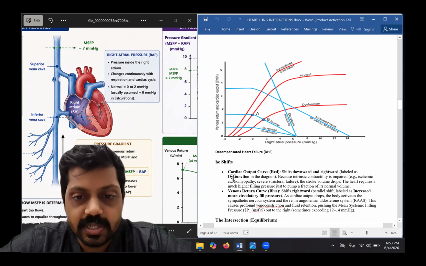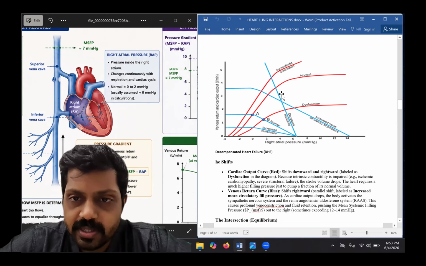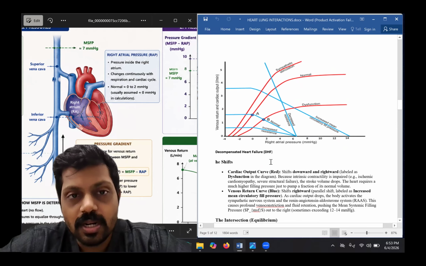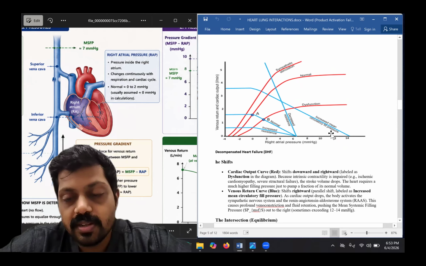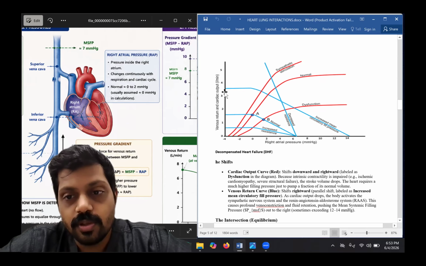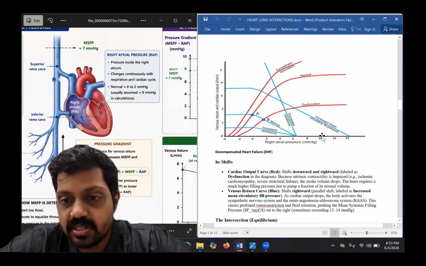Next is decompensated heart failure. What happens in decompensated heart failure? Cardiac output is reduced, so the cardiac output curve is shifted downwards and towards the right side. What happens to the venous return curve? Basically, in cardiac failure, there's an increase in RAAS, the renin-angiotensin-aldosterone axis, which causes water retention. Once the water retention is there, the right atrial pressure is increased.